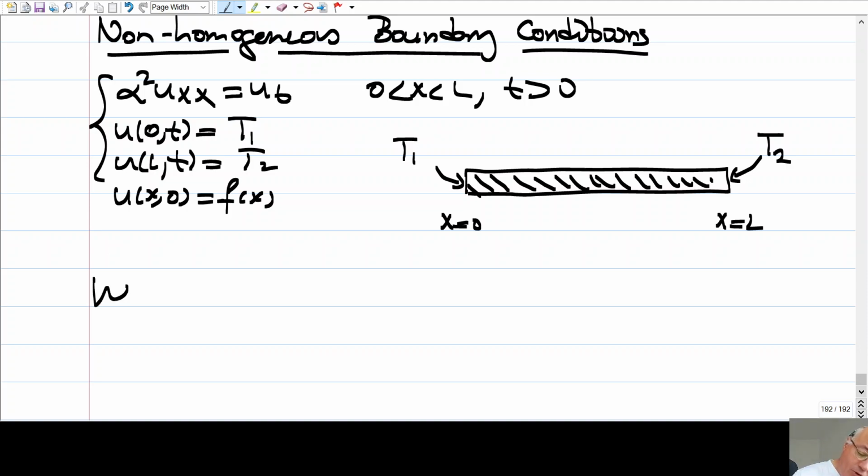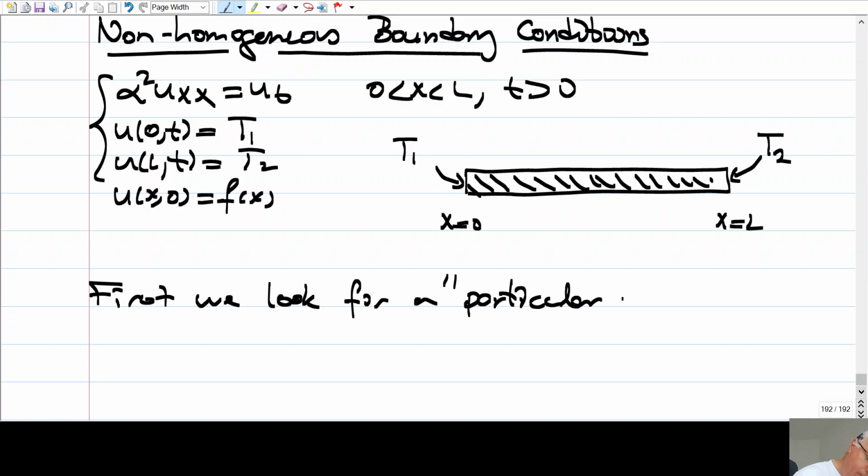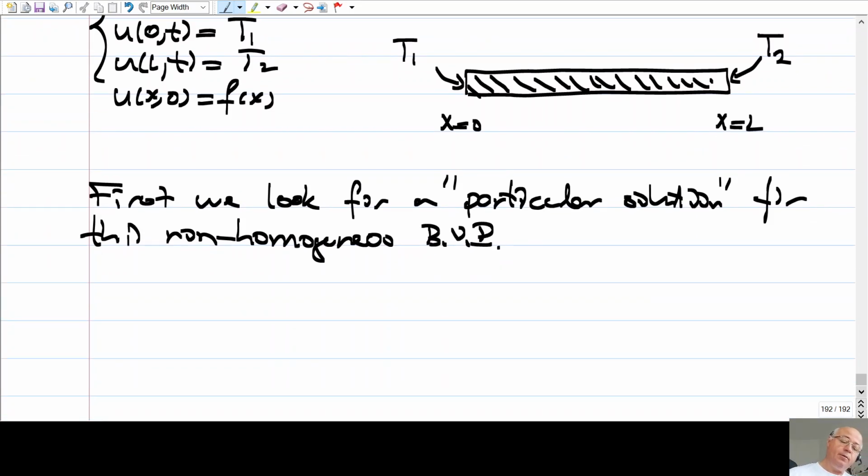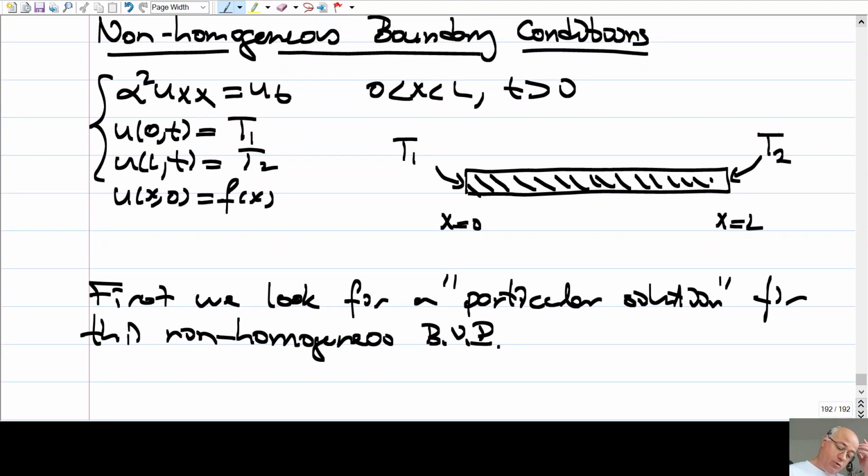Well, first we look for a particular solution for this non-homogeneous boundary value problem. And the particular solution we will obtain will be as follows. It is not something actually magical.